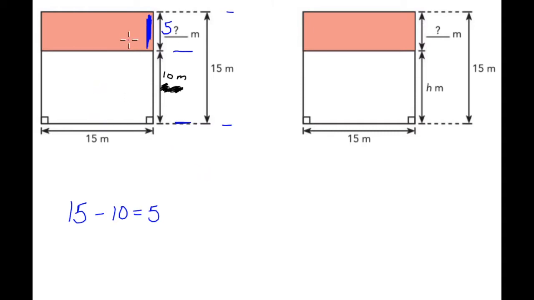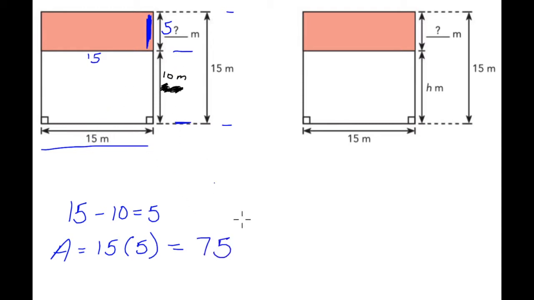Now to find the area of that shaded section, I know that one part is 5 meters, and then I know that this length is 15 meters because it is the same length as this bottom length down here. And then to find area of a rectangular shape, it is length times width, so the area would be 15 times 5. 15 times 5, 5 times 10 is 50, 5 times 5 is 25, so that would be 75. And it was meters times meters, so that is meters squared.